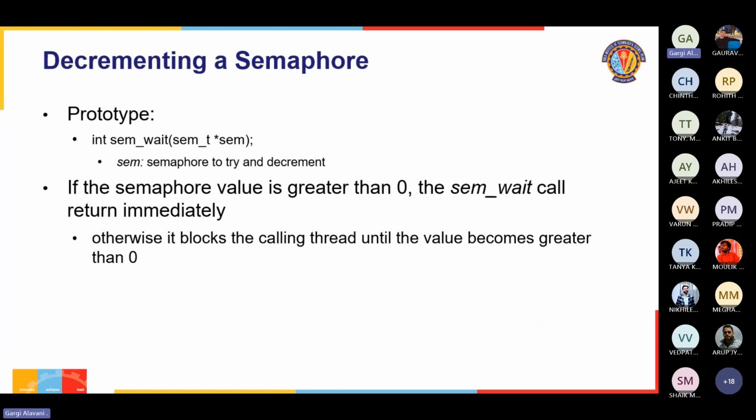There are two functions for incrementing and decrementing the semaphore. The first one is int sem_wait, which will check and try to decrement the semaphore. So if the semaphore value is greater than 0, sem_wait will return immediately. Otherwise, it will block the calling thread until the value becomes greater than 0.